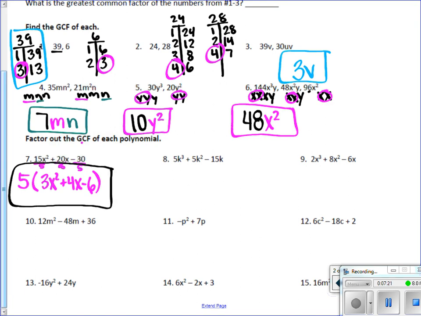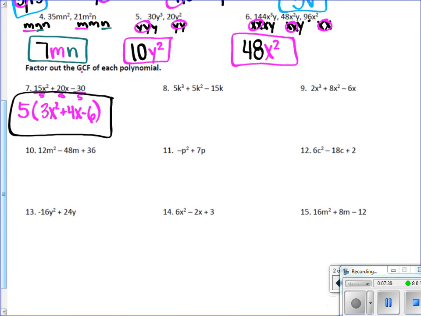And that's our answer. Maybe you feel like you're doing something wrong, like you have to redistribute or do something. No, we are undoing distributing. That is what factoring is. We're undoing multiplication.